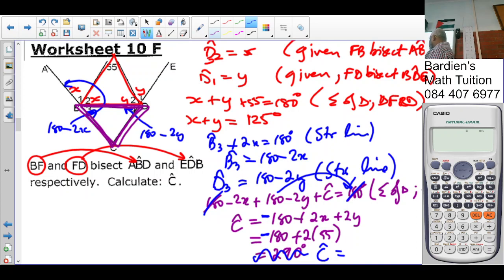So negative 180 plus 2 times X plus Y, which is 125. Wow, where did I get 55? Okay, negative 180 plus 2 times 125, which is 250, so 70. Right, angle C is 70 degrees. And there you go.